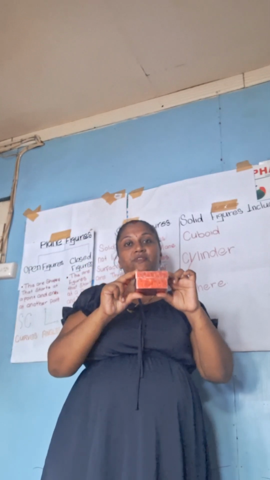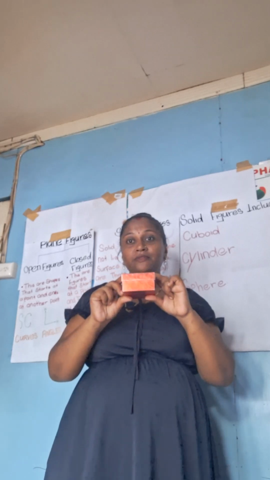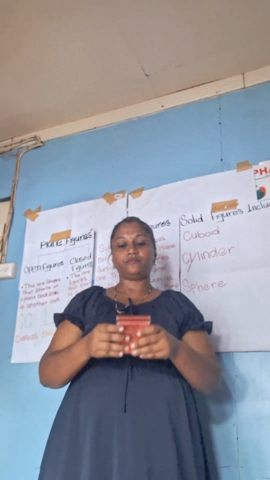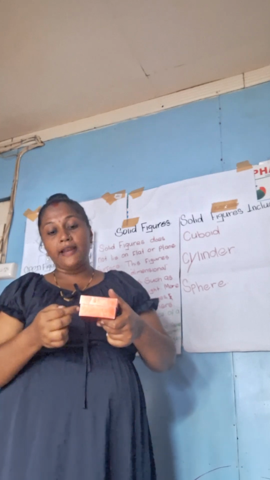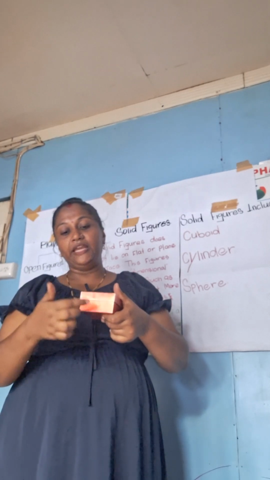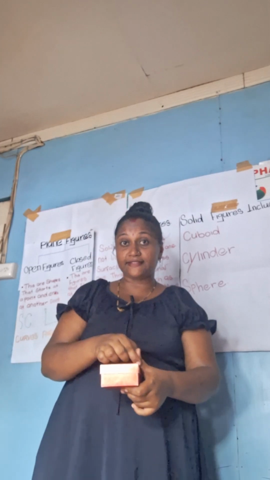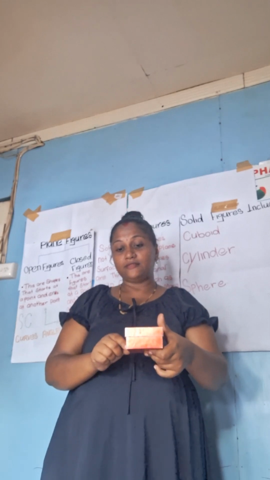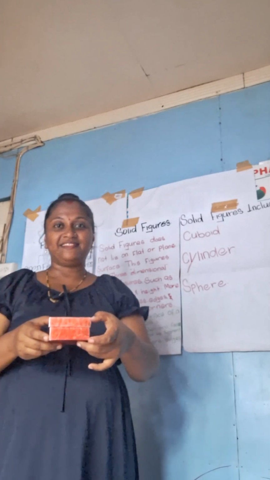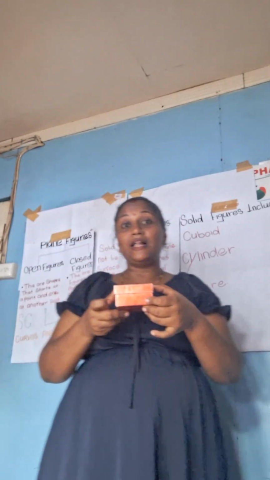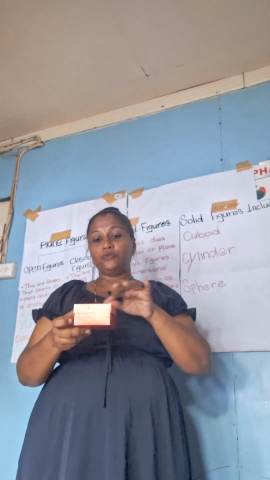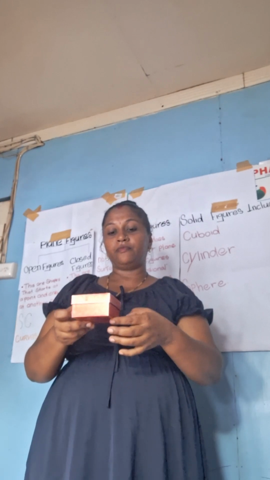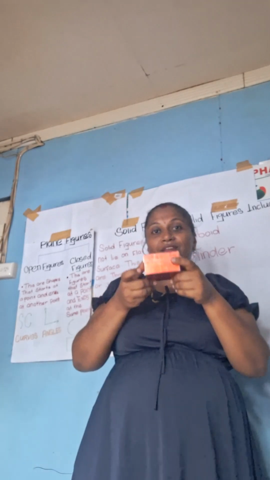How many edges are there? Can anyone let me know? Okay, let us count together. 1, 2, 3, 4, 5, 6, 7, 8, 9, 10, 11 and 12. Right? 12 edges.